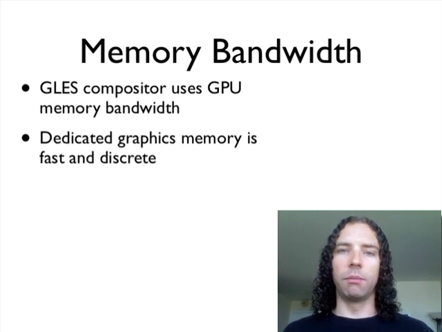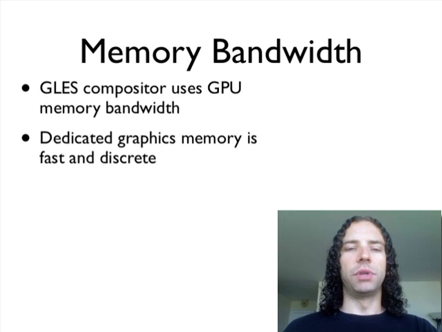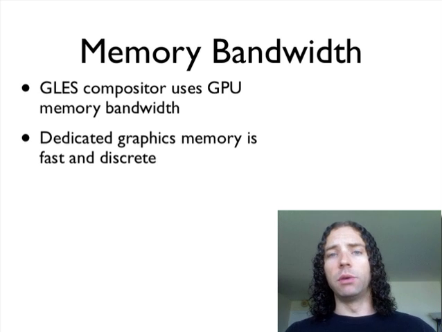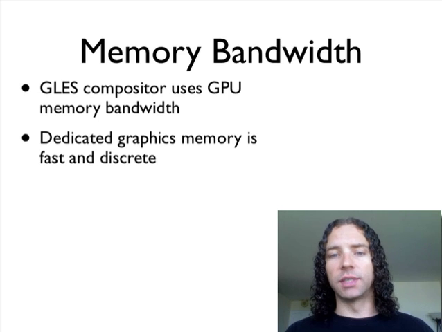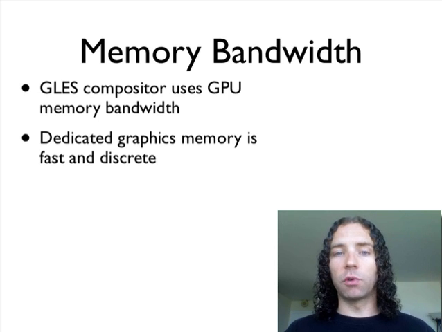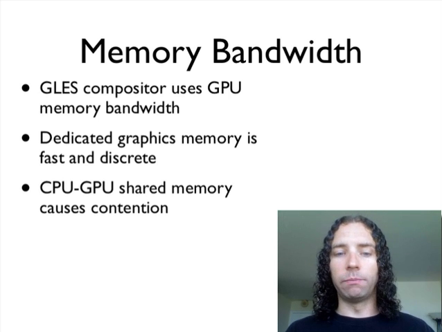And also it's discrete, meaning that it's actually completely distinct and disjoint from the system memory. So your CPU can be using system memory to do whatever it wants while the GPU is actually doing the compositing operation. These things happen completely in parallel, and they can because they're in completely different memory spaces. They don't get in each other's way at all.